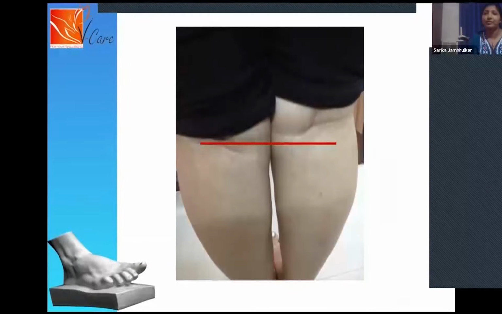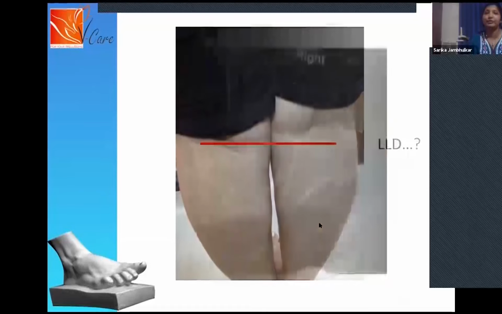You can see there was a difference in knee level. In each patient we visit, we always check the knee level also, so we can comment on whether there is any leg length discrepancy. Left knee is significantly lower than the right, so it can be kind of an LLD case also.